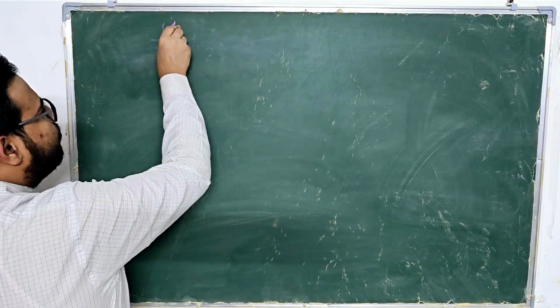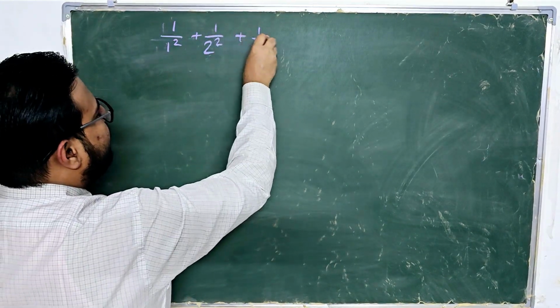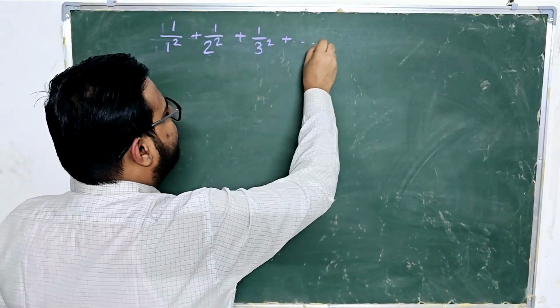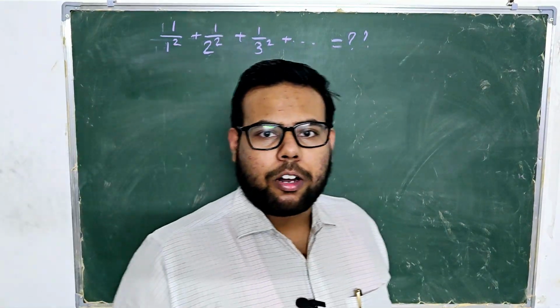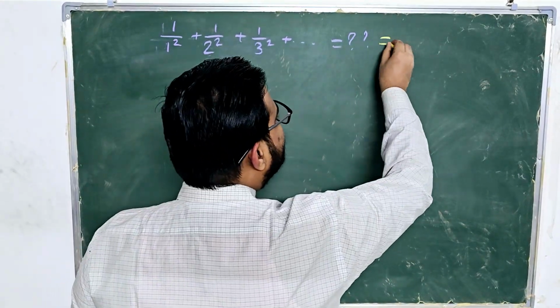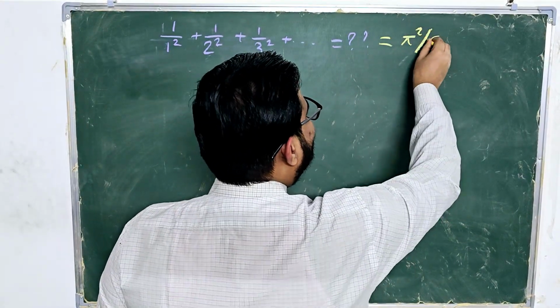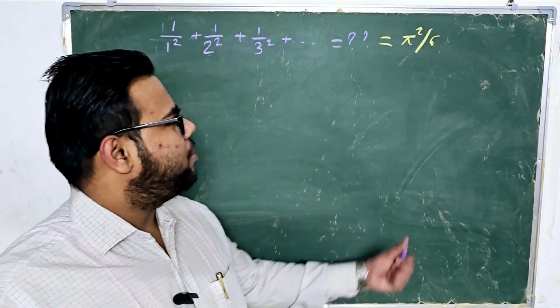What is the value of 1 upon 1 square plus 1 upon 2 square plus 1 upon 3 square till infinity? This problem is called Basel's problem, and it was first solved by Euler, and this value comes out to be pi square by 6. So let's see how we can get to the result of pi square by 6.